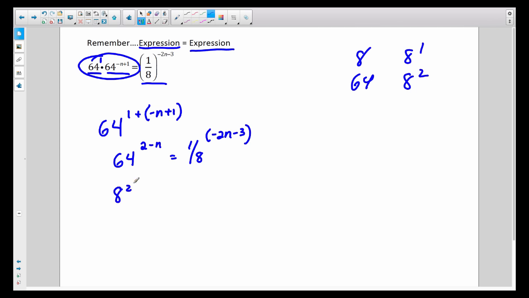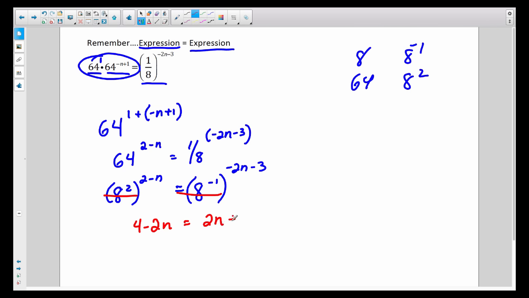Okay, let's rewrite this. 64 is now 8 squared. And 1 over 8, there's that weird thing again, right? Fractions. So negative exponent. So I'm going to make it negative 1. So 8 to the negative 1. And let's raise that to the negative 2n minus 3. Okay, I've got the same bases, so they're gone. Let's use the power rule to get 4 minus 2n on the left side and positive 2n, positive 3 on the right. And look at that easy equation.